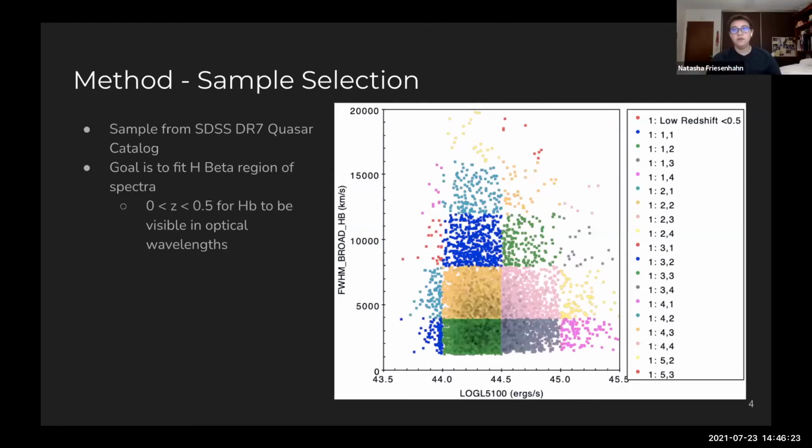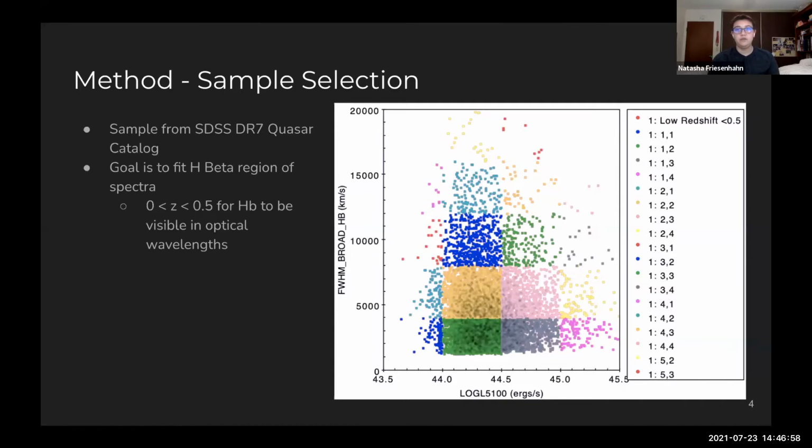Okay, so to look at the relationship between black hole mass and equivalent width, we selected a representative sample of AGN from the SDSS DR7 quasar catalog. Since we specifically want to look at the relationship for the broad H beta line, that's the line we're worried about being able to see and fit cleanly in the spectra. To ensure that it's clearly visible, each AGN must have a redshift of less than 0.5, and the data can't be so noisy that we can't see the actual line.